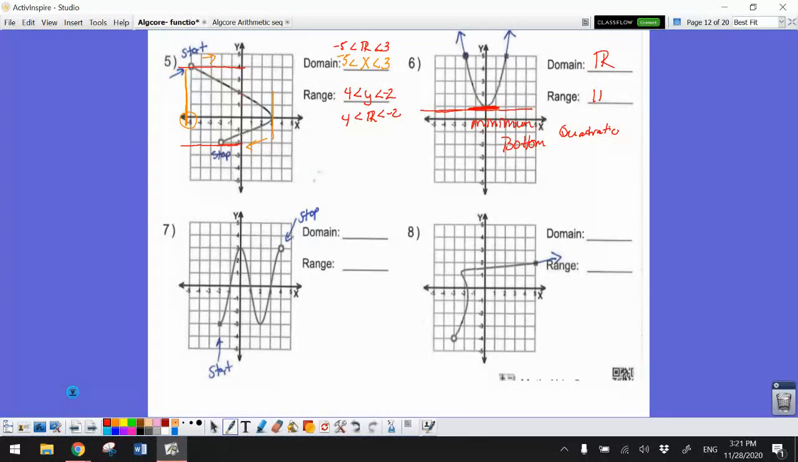So since I am starting with real numbers and I have the value of -1, am I going less than -1? Am I going more than -1? I'm going up, so that's going to be greater than or equal to -1. I could also write that as y is greater than or equal to -1. Okay?